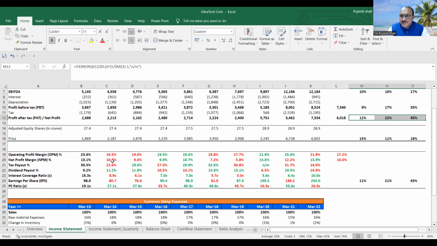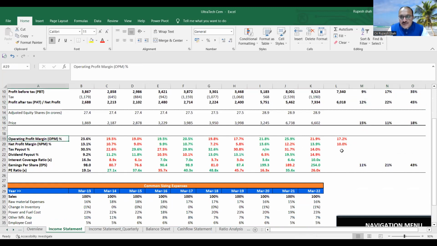Then comes the ratios, right? The operating profit margin of the company. Now, if you really see the operating profit margin, there is a cyclicality. If you really see, 23, 19, 19, 19, 5, 25, 19, 17, 21, 25, 21, 17.